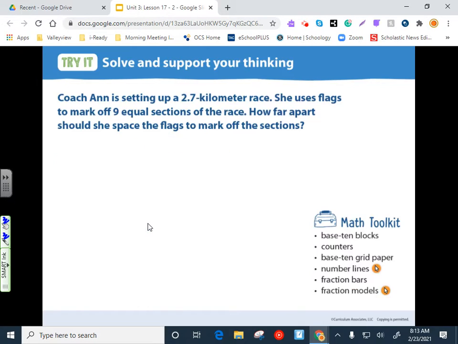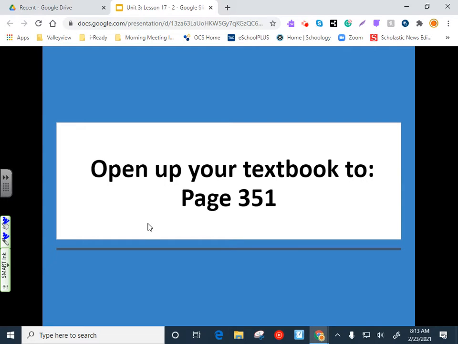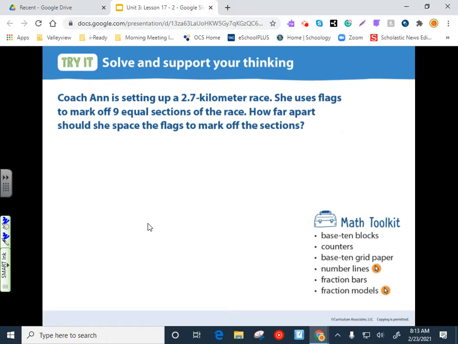All right, so open up to page 351, and let's just jump right into it. So Coach Ann is setting up a 2.7-kilometer race. She uses flags to mark off 9 equal sections of the race. How far apart should she space the flags to mark the sections? Well, first of all, our total that's being divided is 2.7 kilometers, and we're dividing that into 9 equal sections.